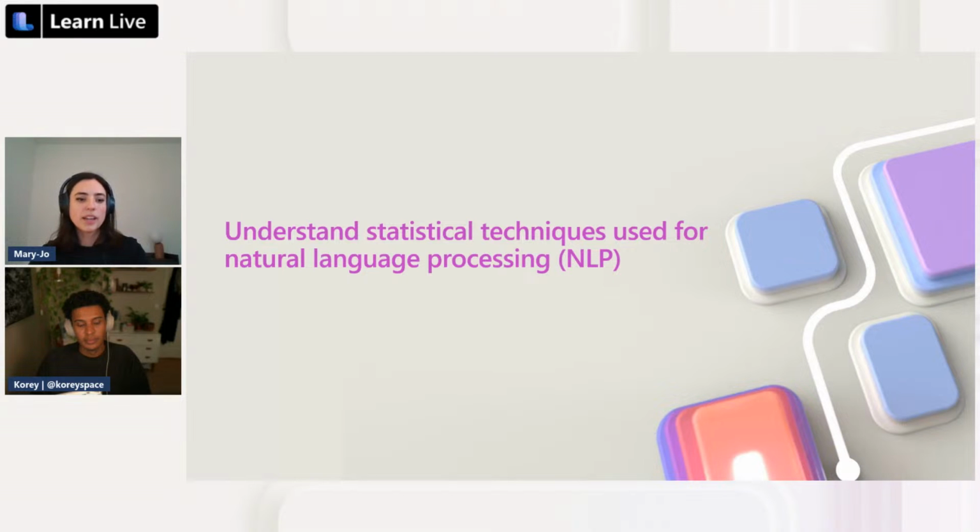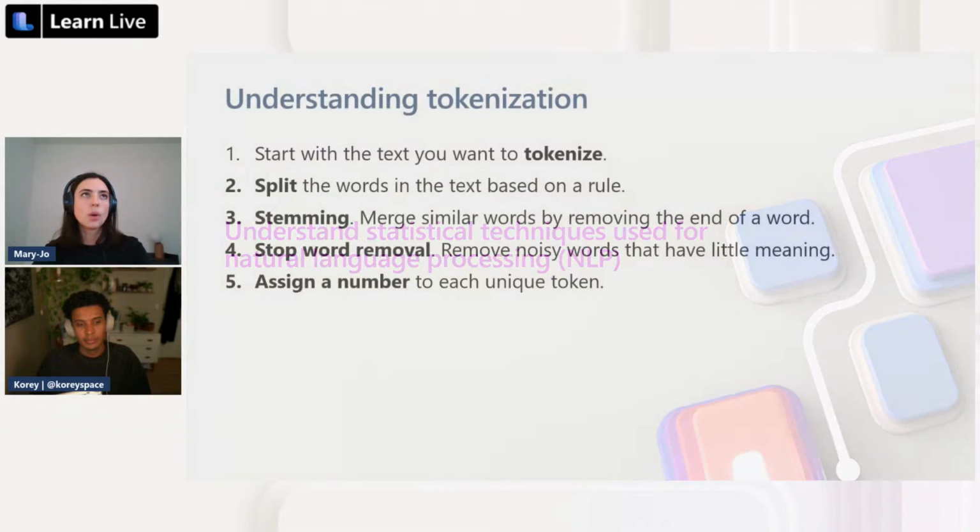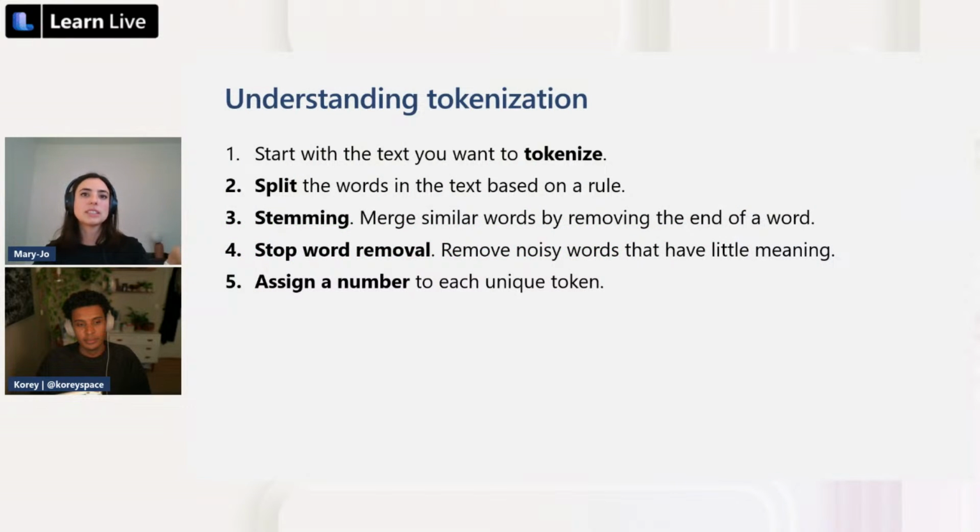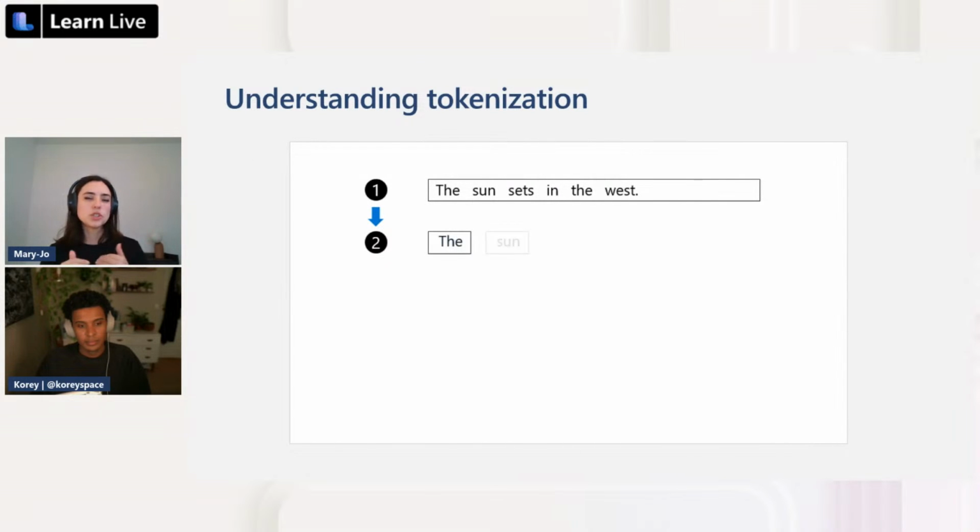One of the reasons why is also that computers can't really work with text that well. So the first advancement that happened is tokenization, where we made sure that we could represent text as numbers. To do that, you start with the text you want to tokenize. You split the words based on a rule. You then stem, so you merge similar words together. You remove stop words, which you can do based on some kind of dictionary, so words like the or a. And then finally, you get to what is useful for the computer, which is to assign a number to each unique token.